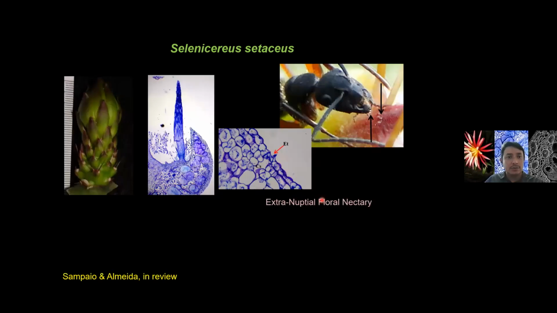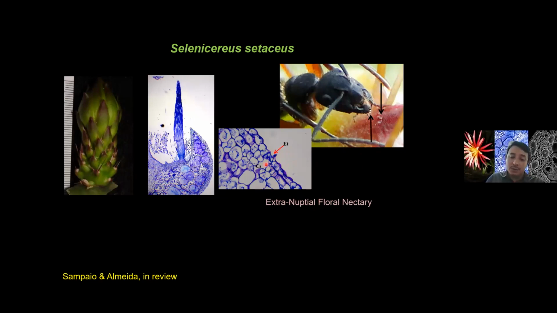Another visitor of the same species was some ants that were in the flower, mainly during the development of the flower in the floral bud phases, and they were collecting and feeding on the nectar in the scales in these extrafloral nectaries that release the nectar through stomata.